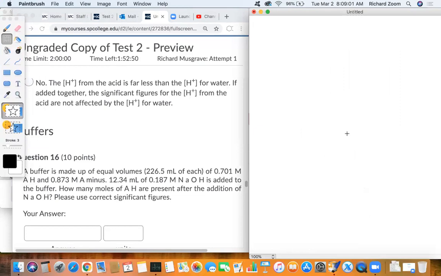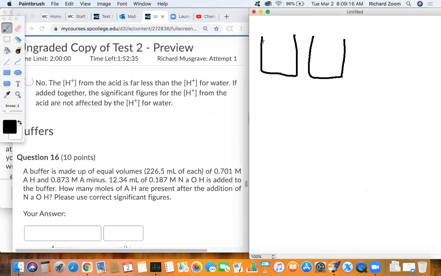Okay. I'll draw this out in pictures first. So it says here, a buffer is made up of equal volumes. We'll show those equal volumes in a minute, but the equal volumes, it says, are 226.5 mL each, of 0.701 molar AH and 0.873 molar A minus.